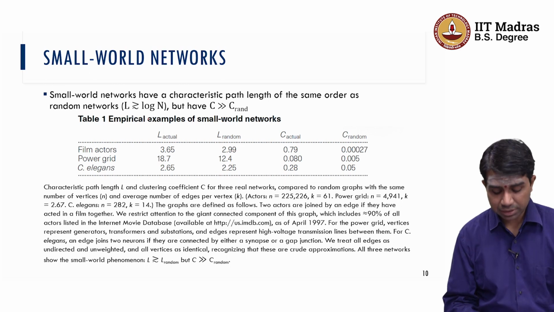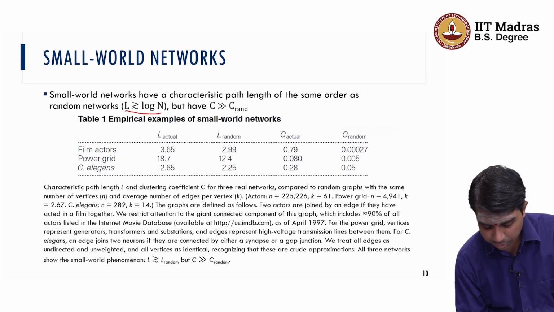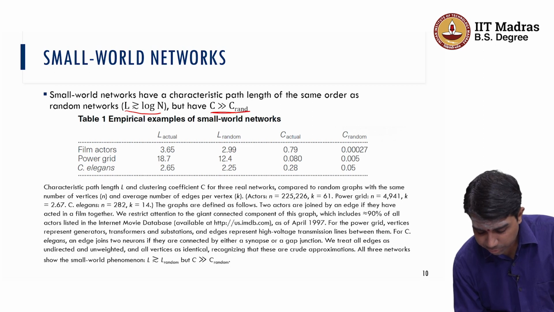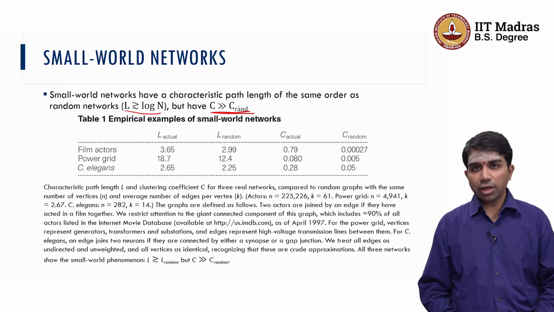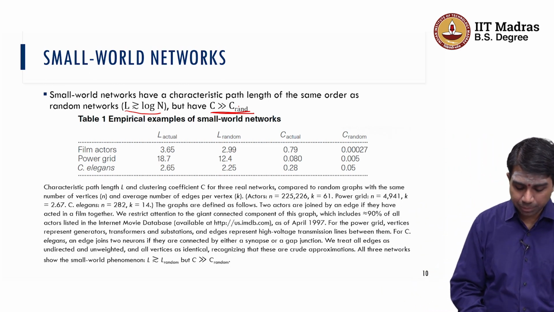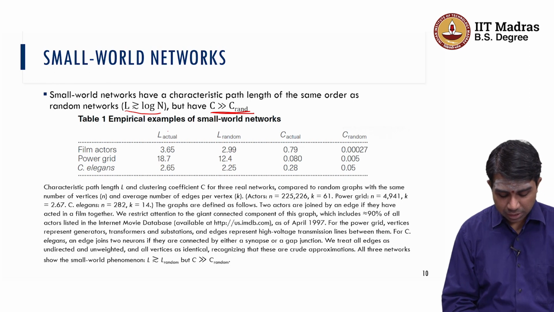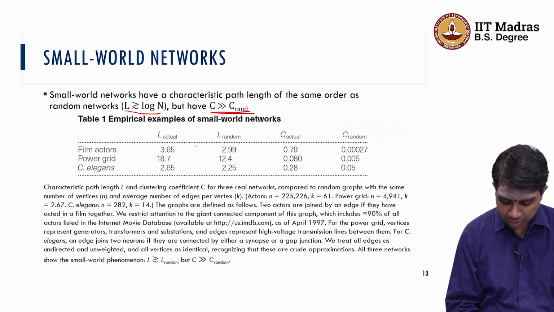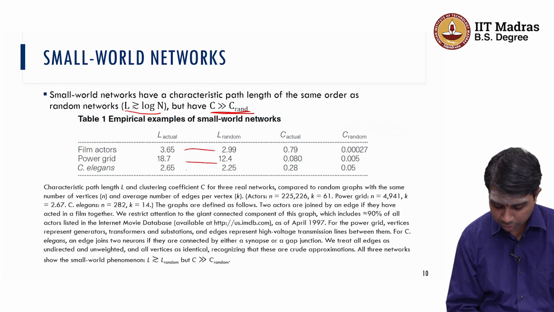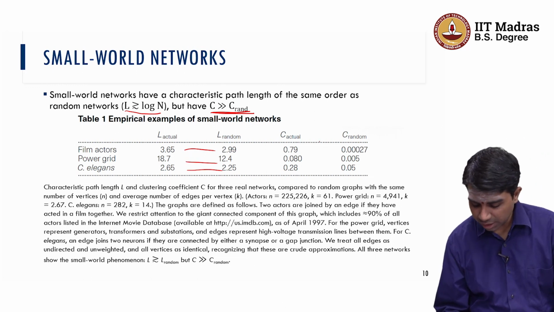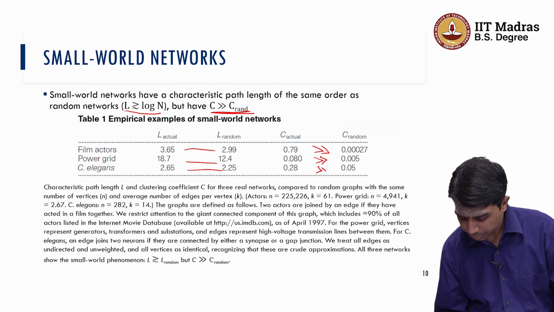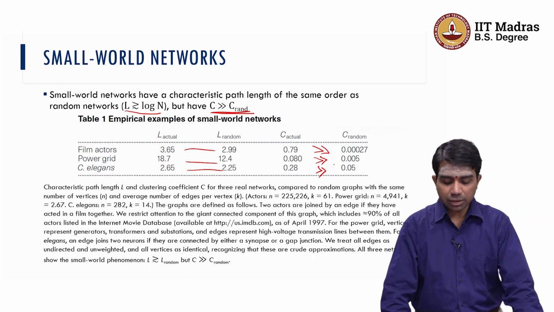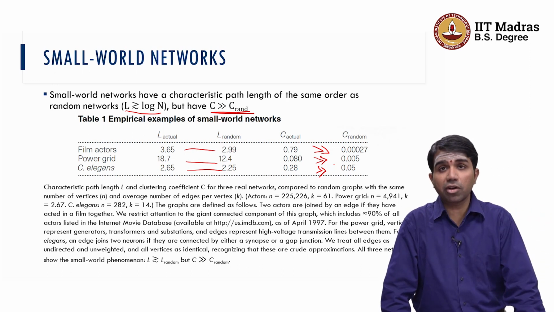So, how do I make statements such as L is of the order of random world networks, but C is much greater than random world networks? Let me first draw your attention to the table. This is a table from the paper by Watts and Strogatz. They show that L actual is of the order of L random, but C actual is much greater in the real networks compared to random networks. So, you have an order of magnitude variation in the clustering coefficient.